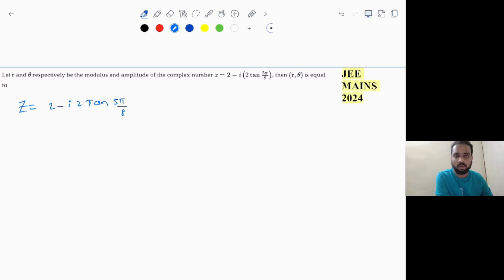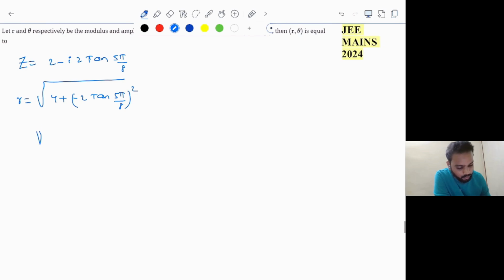So first thing, what is r? We know that it is the magnitude. So let's find out the magnitude. r is equal to square root of 2 square, 4, plus minus 2 tan 5π by 8 whole square. Now let's do the calculation part also. So this will be square root of 4 plus 4 tan square of 5π by 8. If you take 4 common here, you get 2 into square root of 1 plus tan square 5π by 8. And you know the formula, right? 1 plus tan square theta is secant square theta. It is 2 times square root of secant square of 5π by 8.